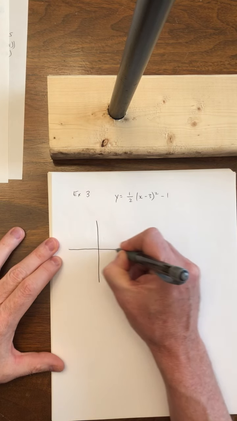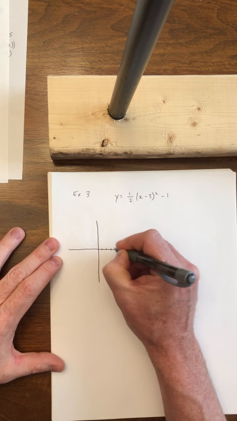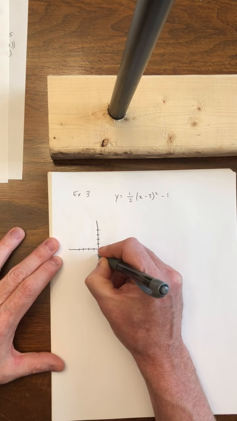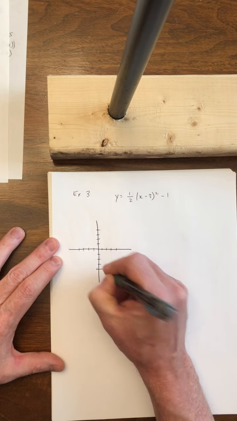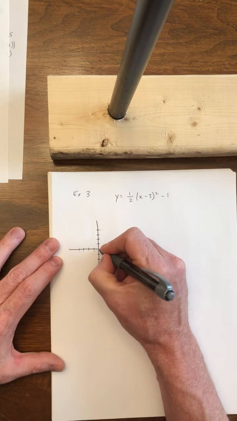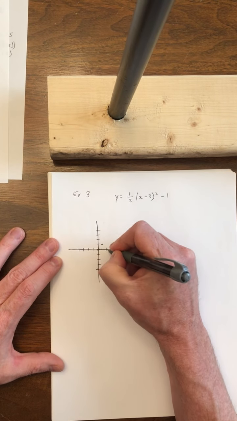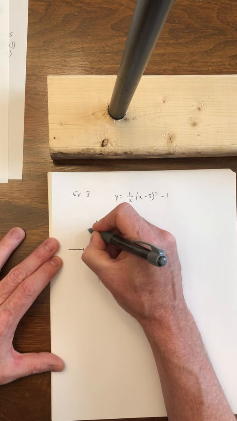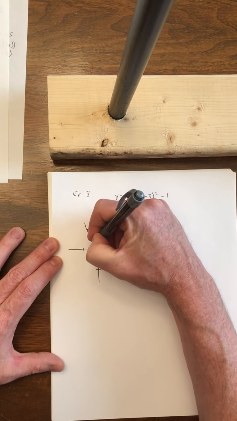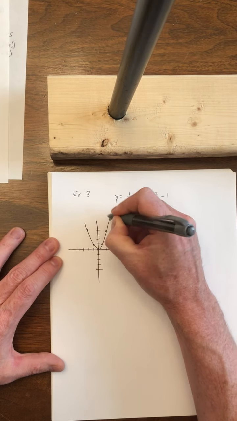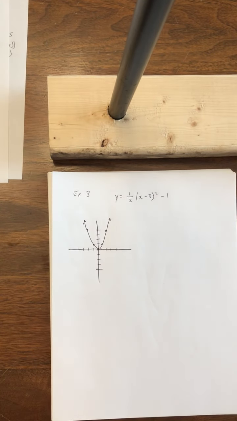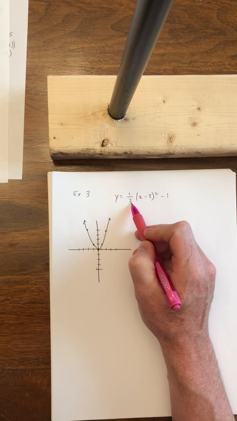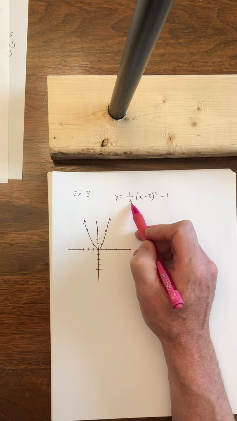So drawing our initial y equals x squared, 0, 0, 1, 1, 2, 4, negative 1, 1, negative 2, 4. So there's our initial. First thing we do is we deal with the A. We're compressing it by a half.